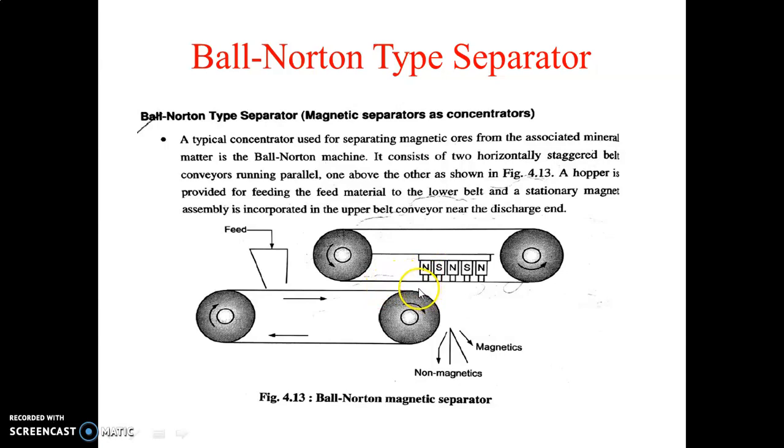Then when it reaches the magnetic field, the non-magnetic material is discharged from here, and the magnetic material adheres to the lower side of the upper belt and is carried away some distance, and it will again discharge when this magnetic assembly is over. So here we have collected the magnetic material or particles, and here the non-magnetic particles or material. In this way we can separate magnetic and non-magnetic material. This whole equipment is called a ball Norton type separator. Okay.